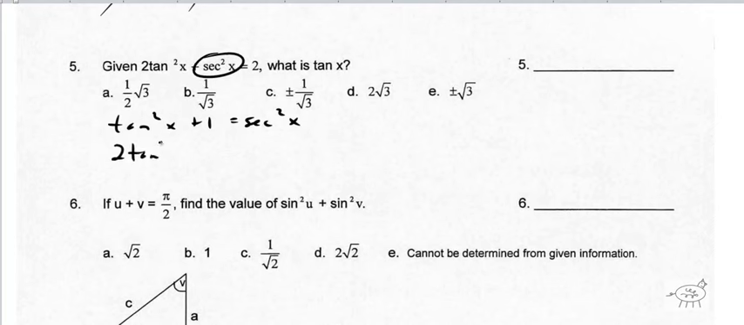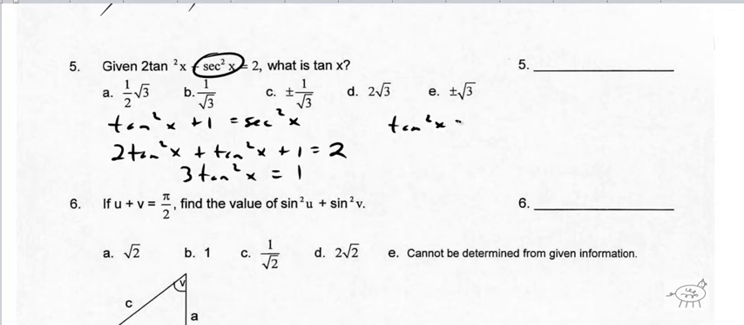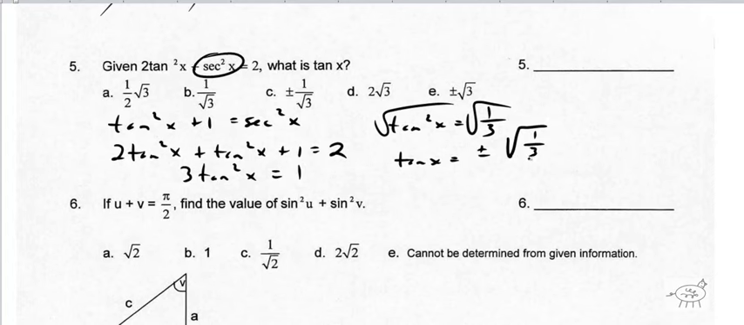So it's 2 tangent squared of x plus tangent squared of x plus 1 equals 2. So 3 tangent squared of x equals 1. Divide by 3, so tangent squared of x equals 1/3. And I'm looking for tangent of x, so it's the square root of that. So tangent of x equals plus or minus root 1/3, or 1 over root 3, okay, which is C.